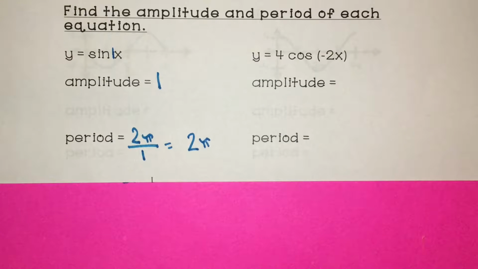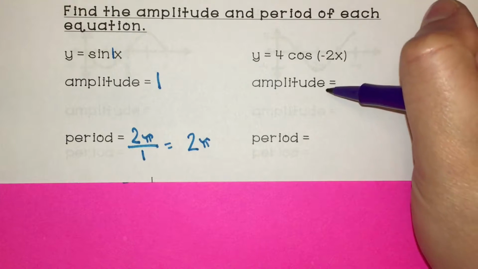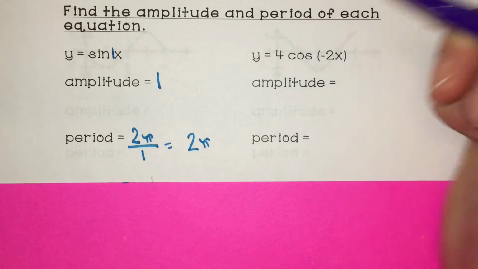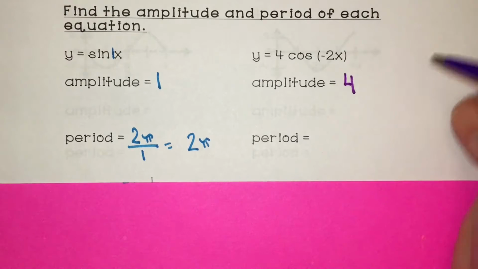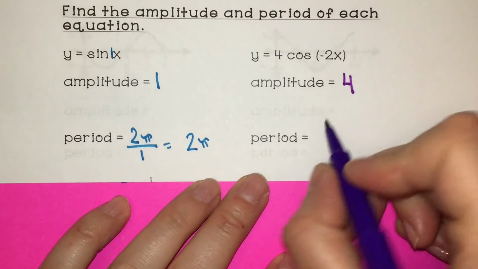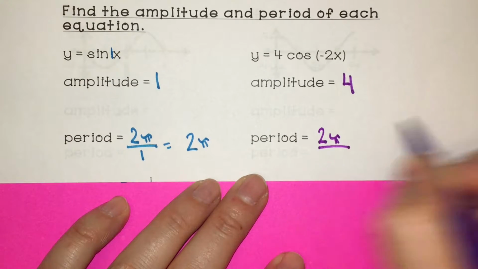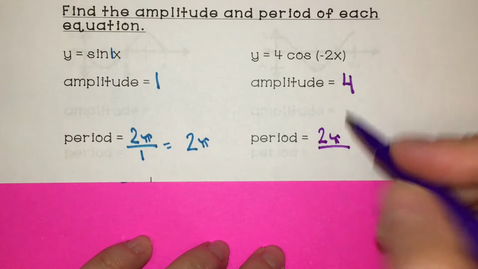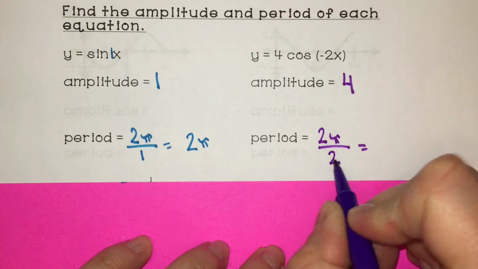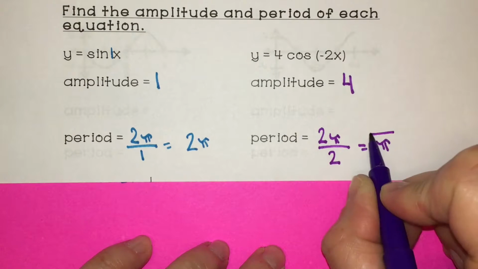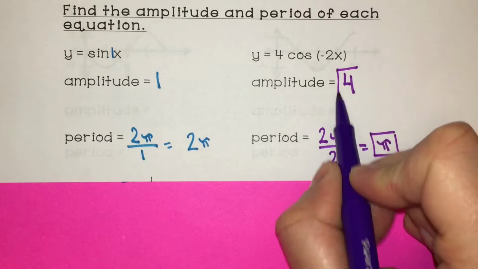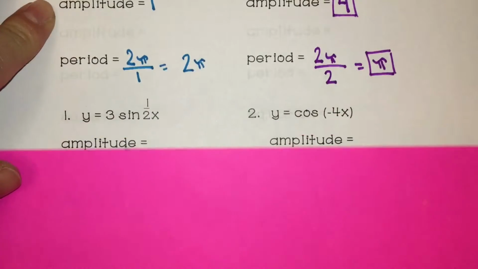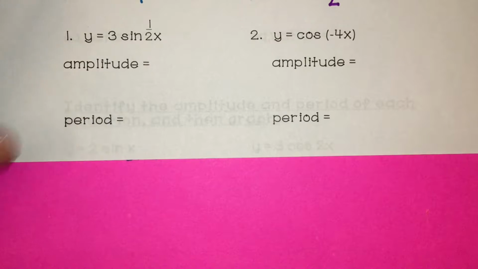Looking at the next one, we have y equals 4 cosine of -2x. So amplitude, the absolute value of 4 is 4. Remember, absolute value just makes it positive, so it's distance from 0. Period is 2 pi divided by the absolute value of b. In this case, the absolute value of -2 is +2. 2 pi over 2 is equal to pi. Now I'm going to have you try 2 just like those, and then I'll go through the answers with you when you're ready.